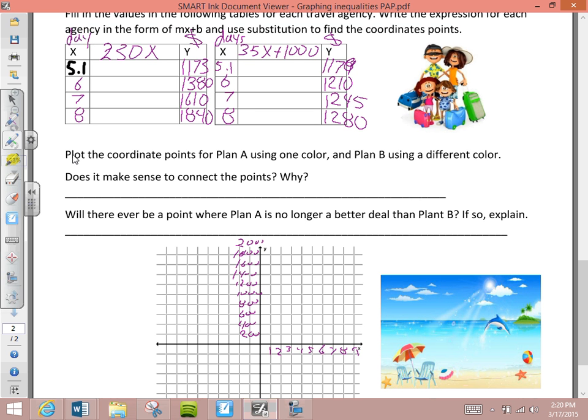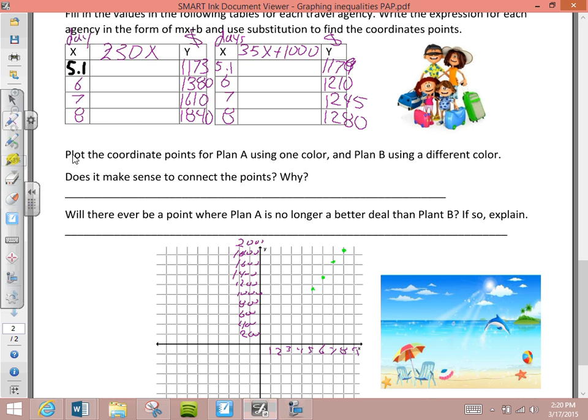I'll use green for the first one. So when I go for 5 days, 5.1 days, I'm spending 1173. So around here. For a 6 day is 1380, right? So around here, almost close to 1400. For 7 days is 1610, pretty close to that one. And for 8 is 1840, around here, almost in the middle. Are we good? Maybe a little lower.